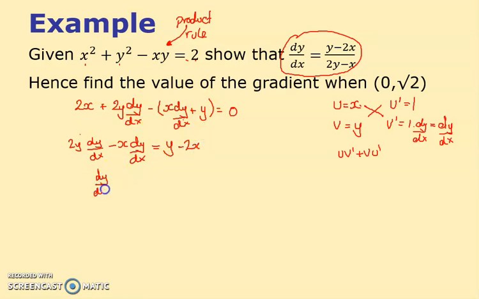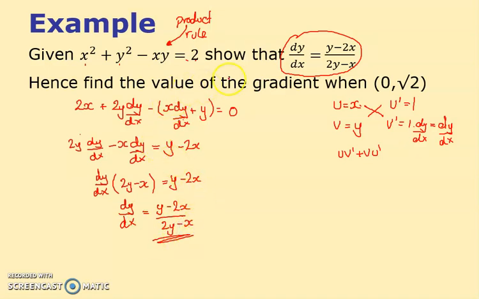Dy by dx I factorise. That gives me 2y minus x. Then y minus 2x, and I just finish by moving that bracket onto the other side. That gives me y minus 2x over 2y minus x. And that's the formula I want.